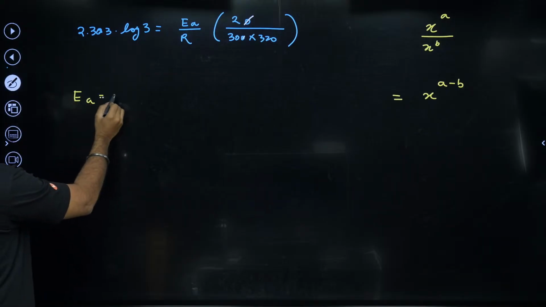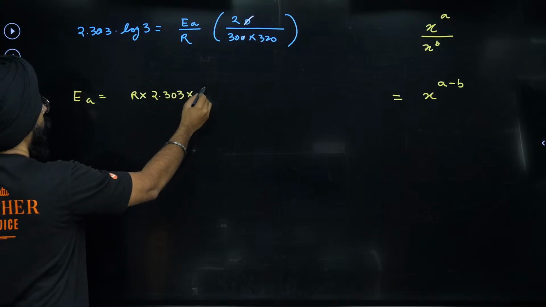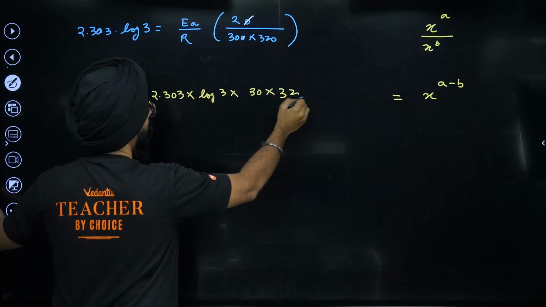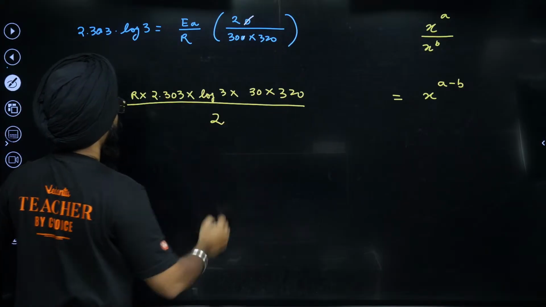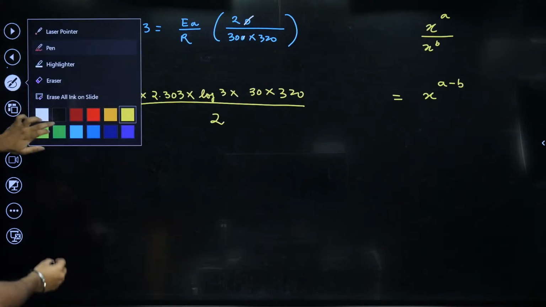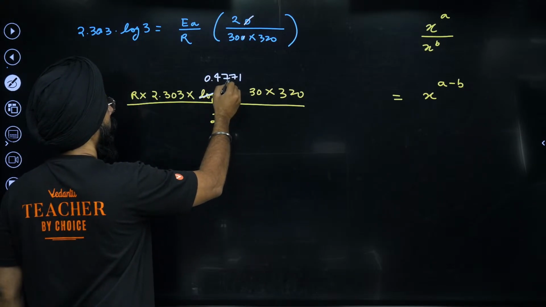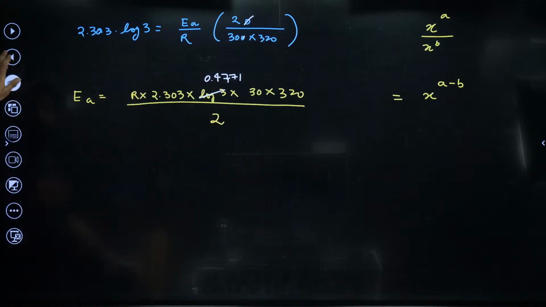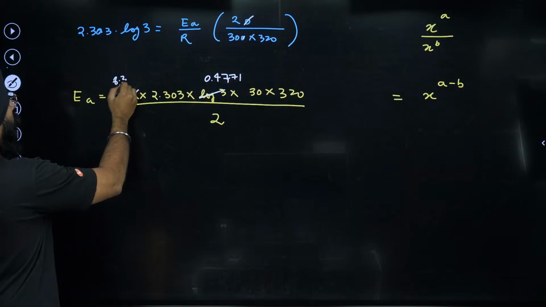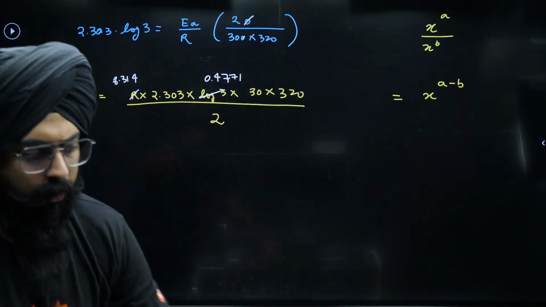Activation energy is equal to R into 2.303 into log 3 into 300 into 320 divided by 20. Can you solve this? Log 3 is given as 0.4771. R is also given, 8.314 joule per mole Kelvin. So the answer will come in joules.